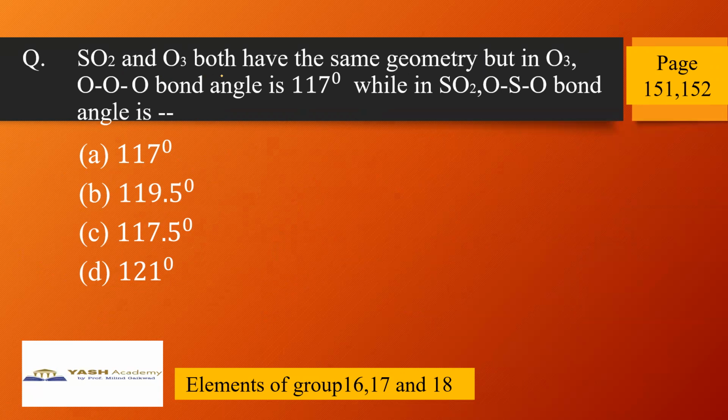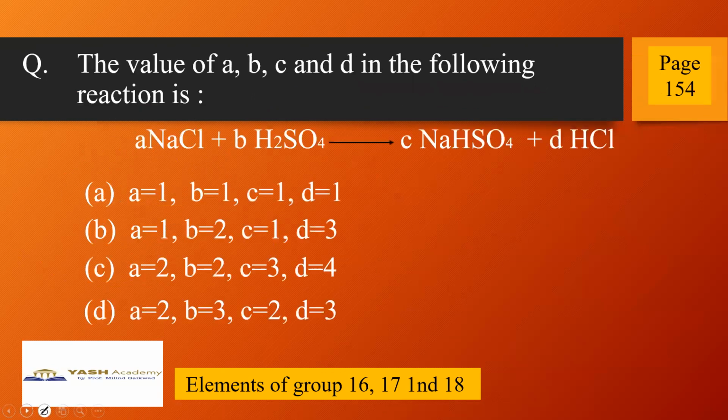Next, this is very interesting question. SO2 and O3. Both molecules have the same geometry, that is angular geometry. But in O3, the O bond angle is found to be 117 degree. While in SO2, the OSO bond angle is. Here 4 options are given. So you have to select correct one. The correct answer option of this question is B, 119.5 degree. Elements of group 16, 17, page 151, 152.